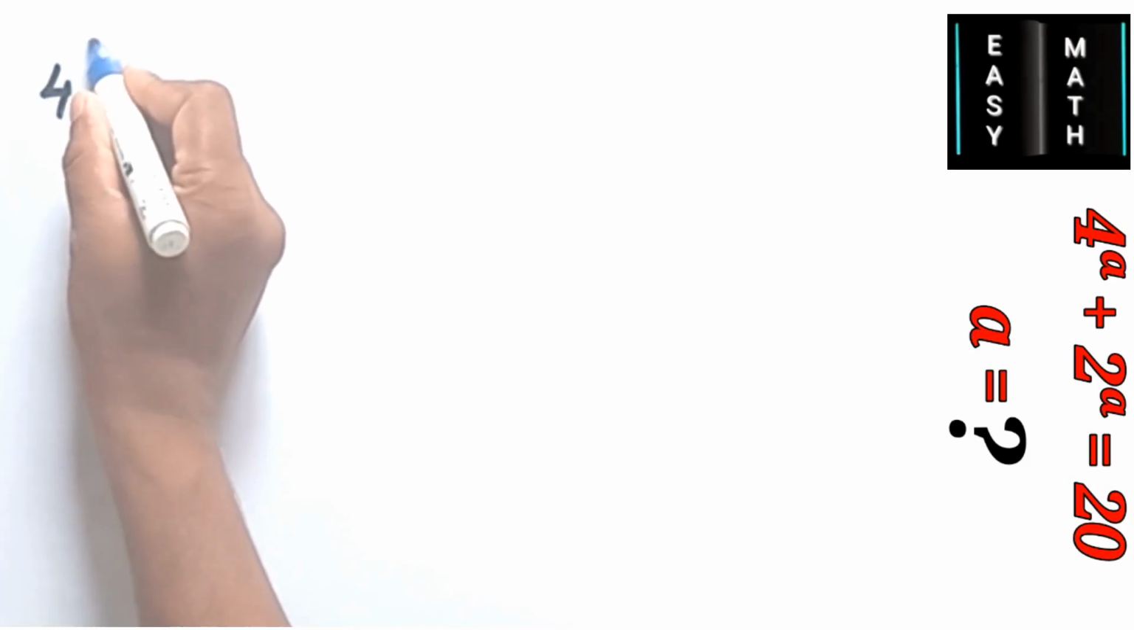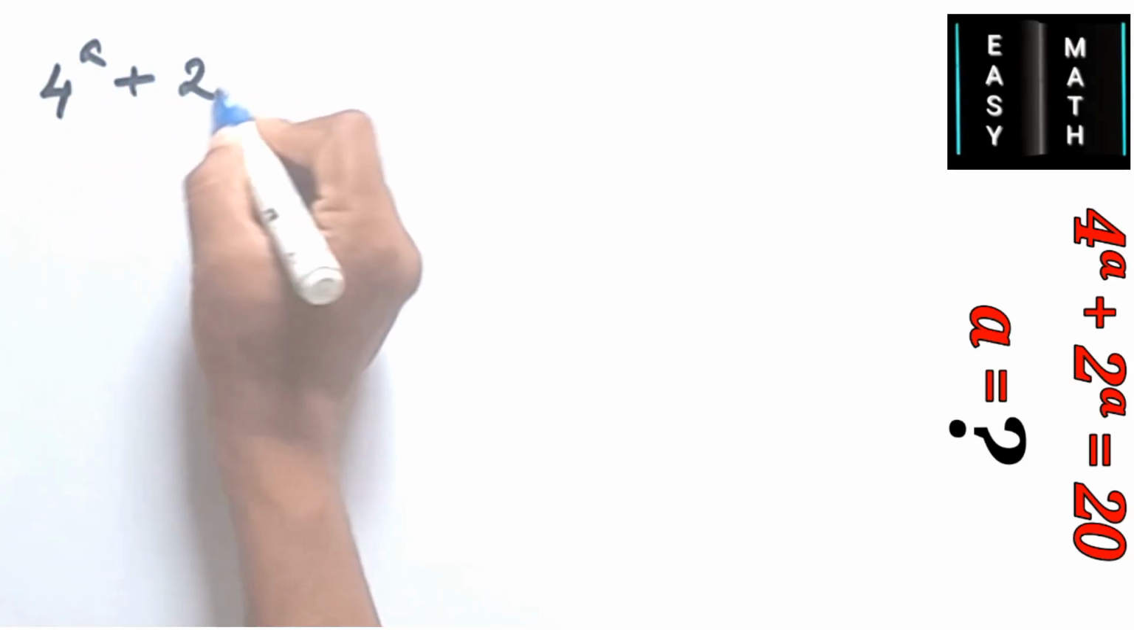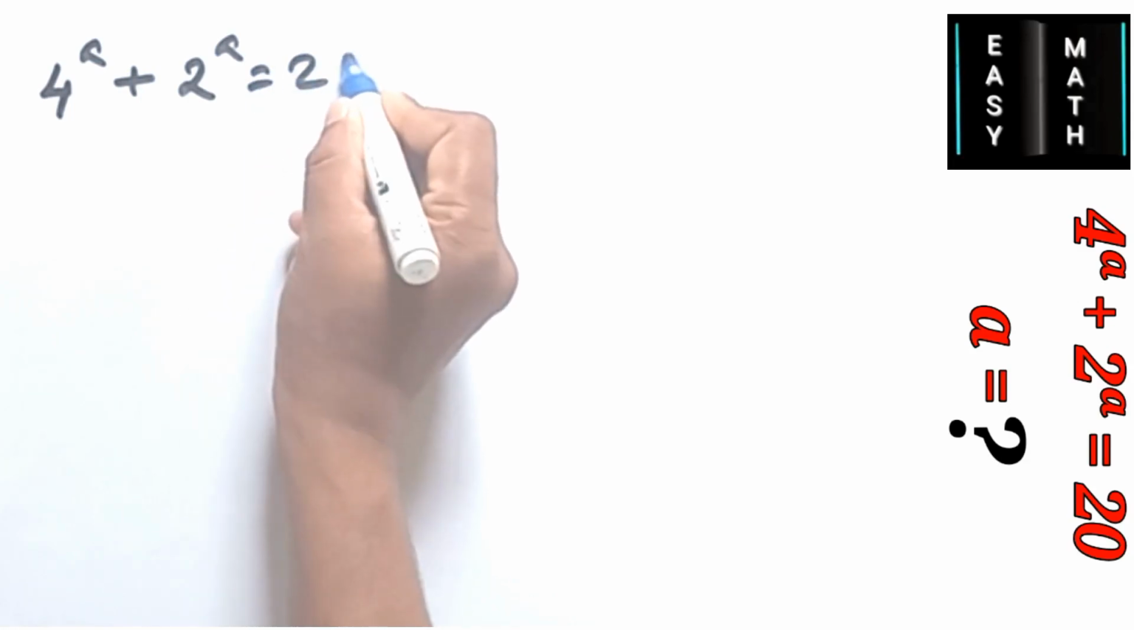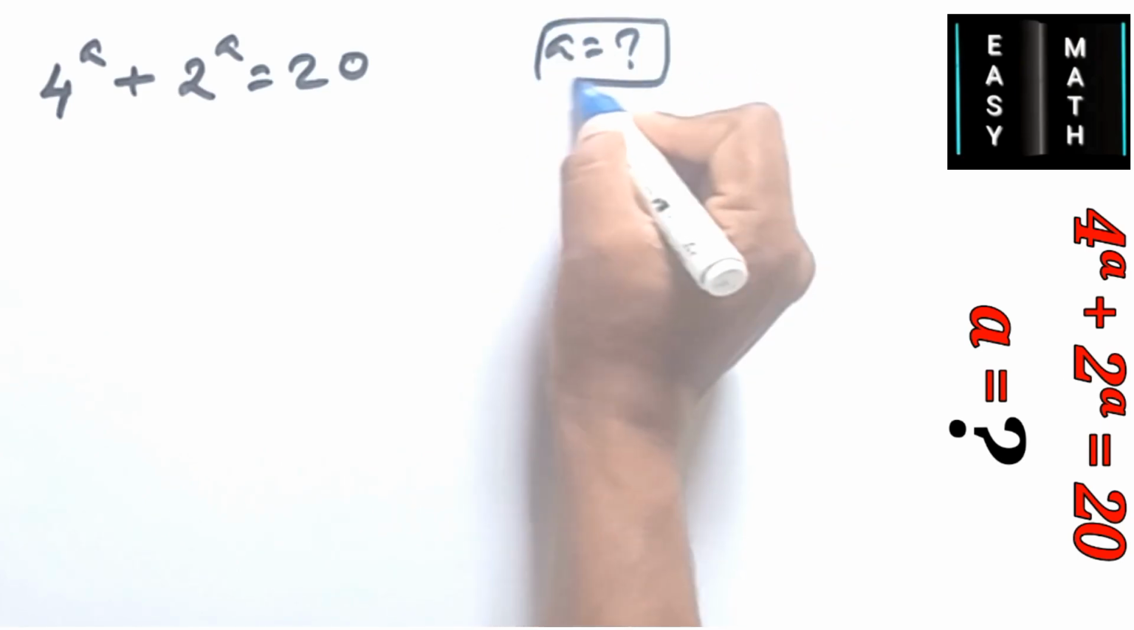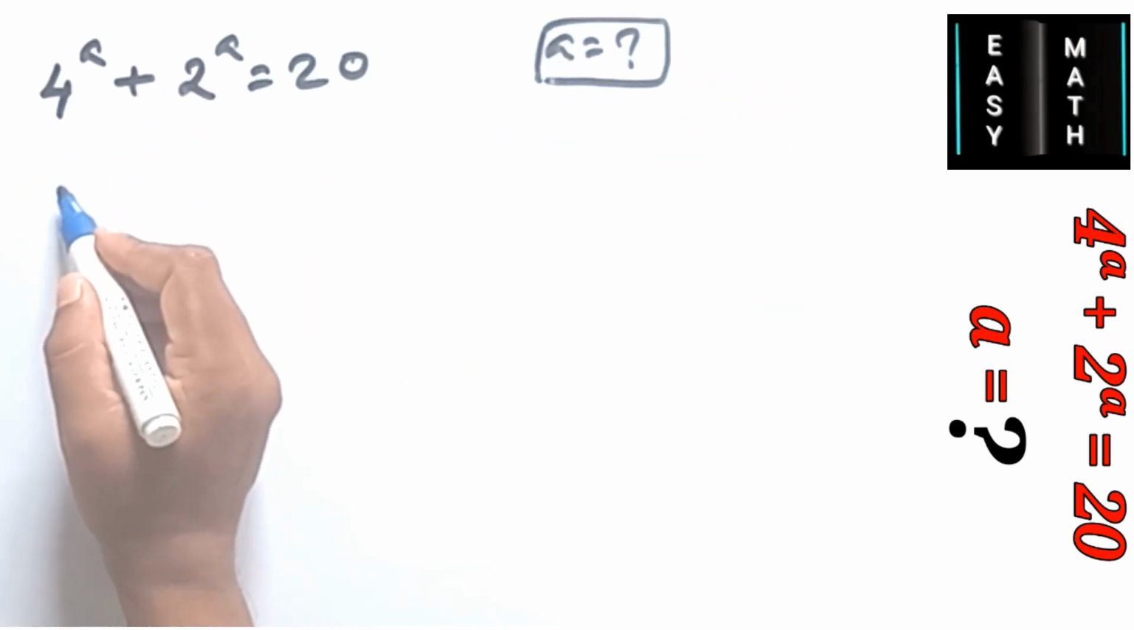4 to the power a plus 2 to the power a is equal to 20. So find the value of a. How? So, an easy method.